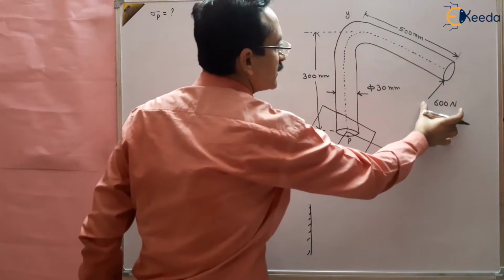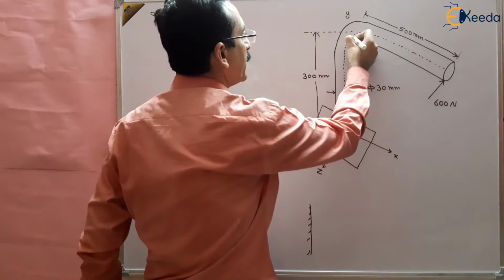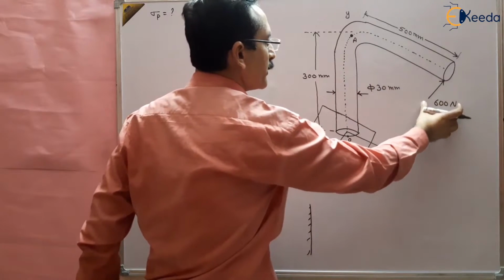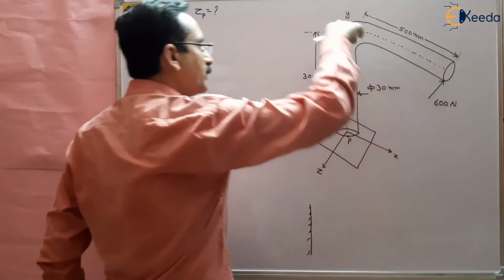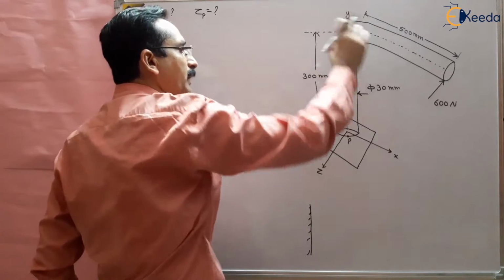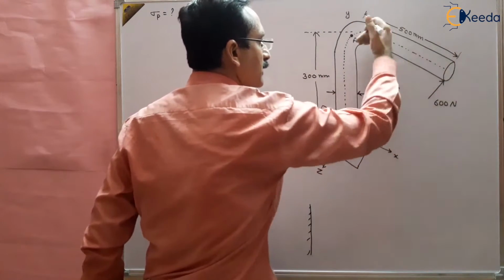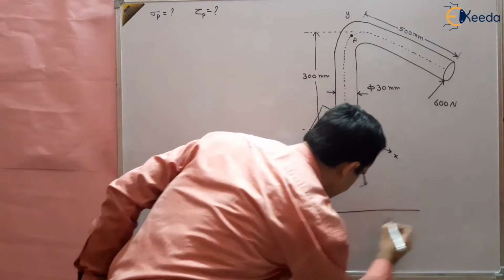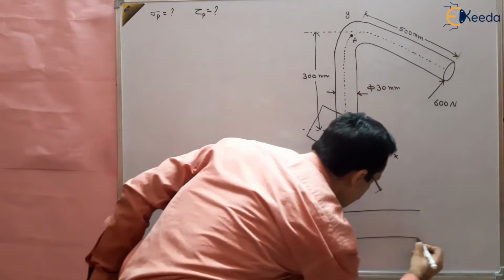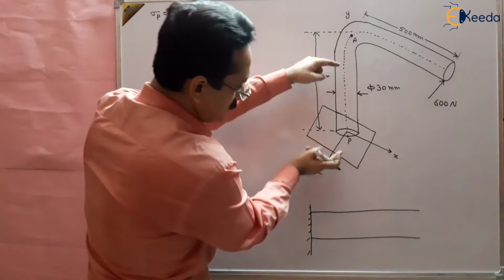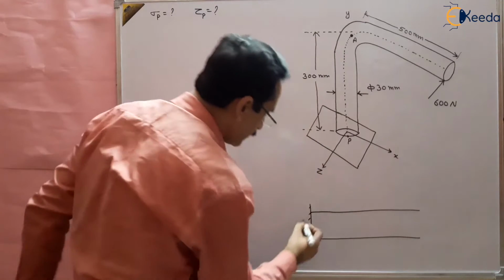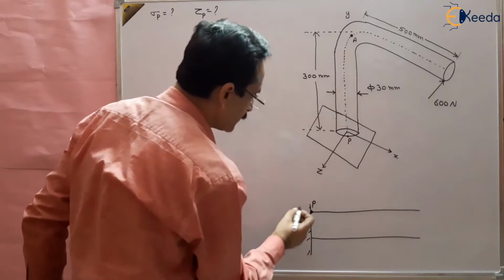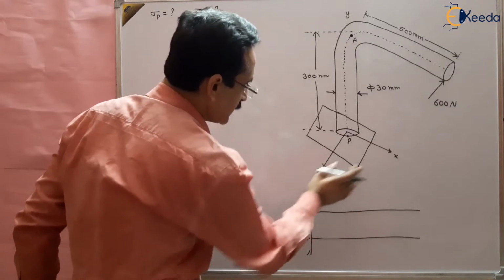The combined effect of the 600 Newton load applied at this point. Suppose this is a point. What is the combined effect of 600 Newton? It will be the combined effect of a point load as well as a twist, the torque. So I am making a combined diagram of this, and this point is P.